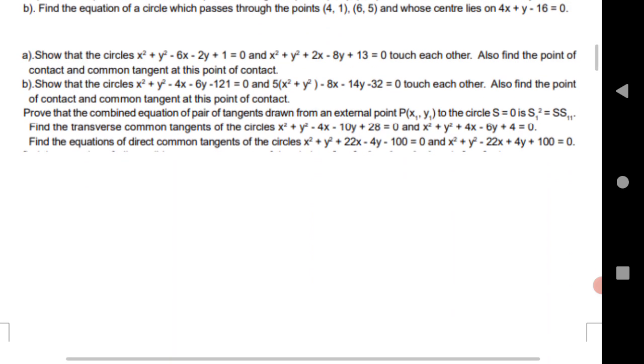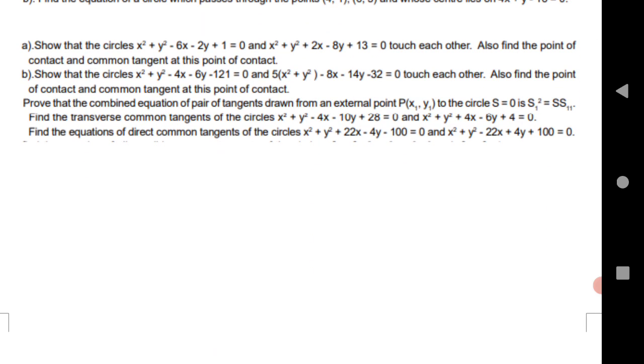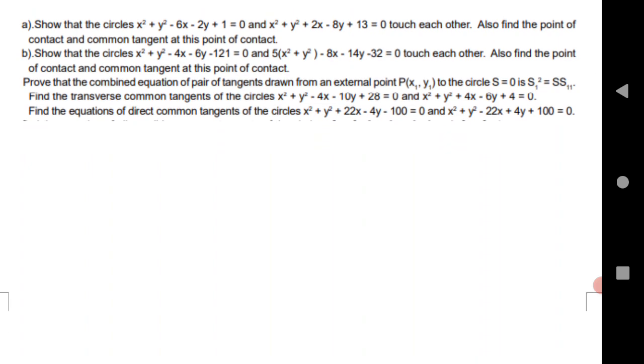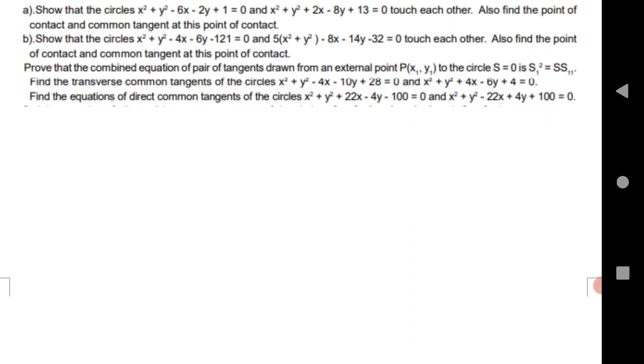Next question is show that the circles touch each other and find the point of contact and common tangent. This is a very important question. Normally examiners ask about the point of contact, the common tangent, and whether the circles touch each other or not, whether they are touching internally or externally. Next, B1 is the same question, point of contact, common tangent. Next, the last 3 questions are very important.